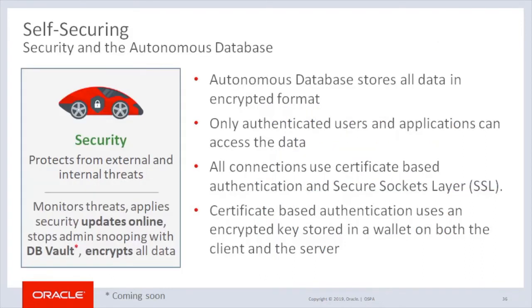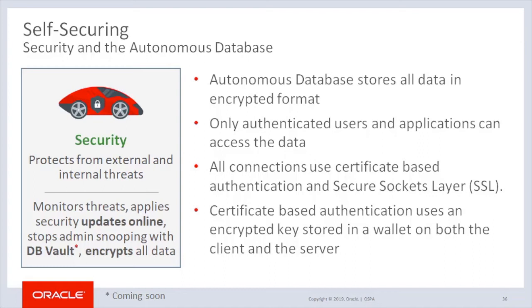Autonomous Database stores all data in encrypted format in the Oracle database. Only authenticated users and applications can access the data when they connect to the database. All connections to the Autonomous Database use Certificate-Based Authentication and Secure Socket Layer, SSL. This ensures that there is no unauthorized access to the Autonomous Database and that communications between the client and server are fully encrypted and cannot be intercepted or altered.